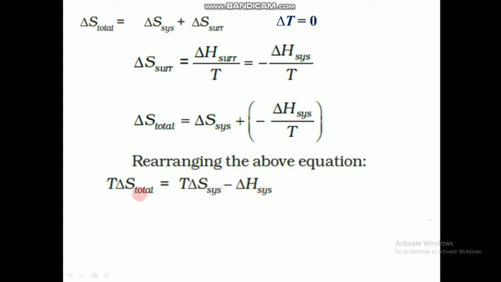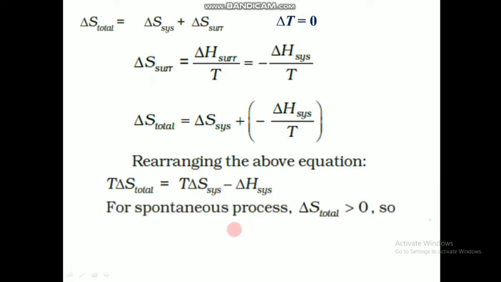Actually we are trying to get the equation for free energy from this equation. So that's why we are rearranging this. So T delta S is equal to T delta S system minus delta H system. And now we are going to apply the condition for spontaneity. For a spontaneous reaction, delta S total is greater than 0. So delta S total or this term is greater than 0. Hence we can tell the T delta S minus delta H system is also greater than 0.